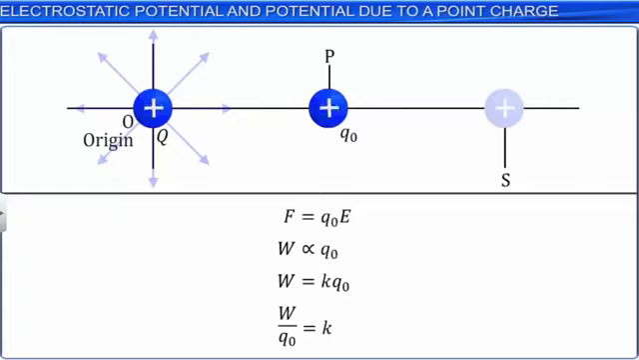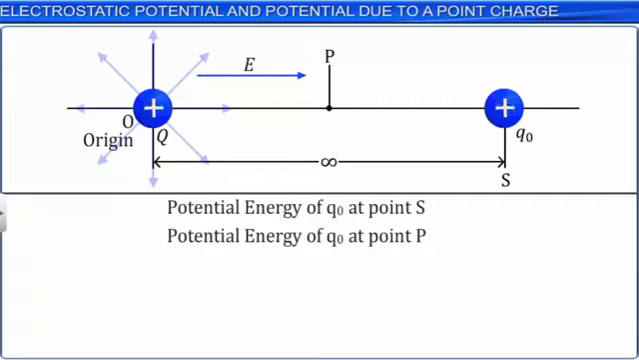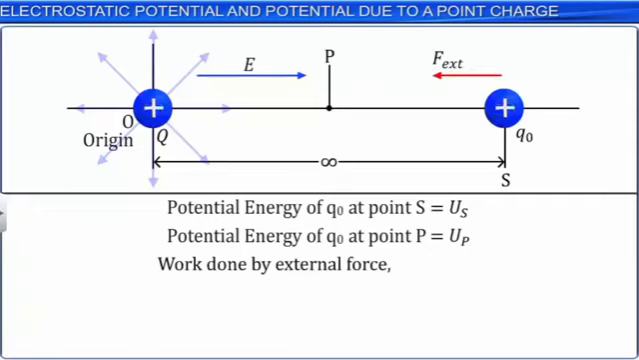Let us consider a point P between the origin and point S. Then, potential energy of the charge q0 at points S and P is US and UP respectively. We know that the work done by the external force to bring charge q0 from point S to P is expressed as WSP is equal to delta U, which is equal to UP minus US.